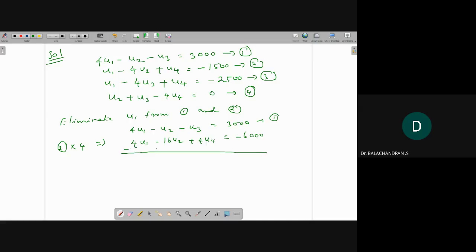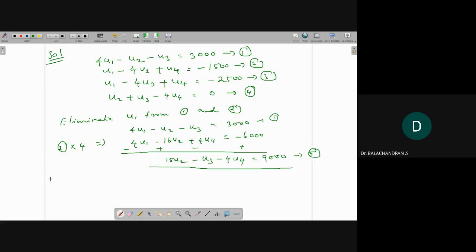So minus plus minus plus, you'll get 15u2 minus u3 minus 4u4, which is equal to 9000. I call this equation number 5.